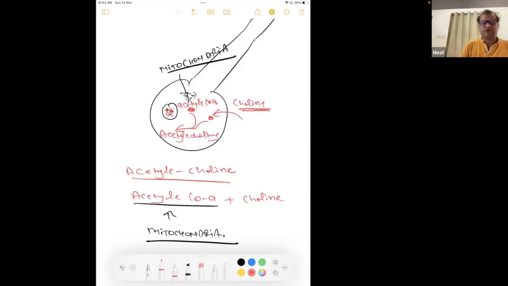So again, it's very simple. Acetylcholine is made by two things. Number one, choline coming from the outside. For choline coming from the outside, there is one special gate, a special receptor, a special channel. From there is the entry of the choline.